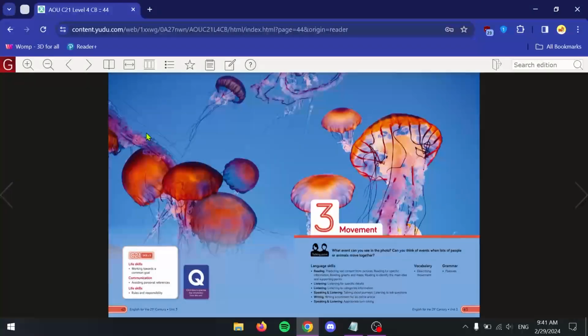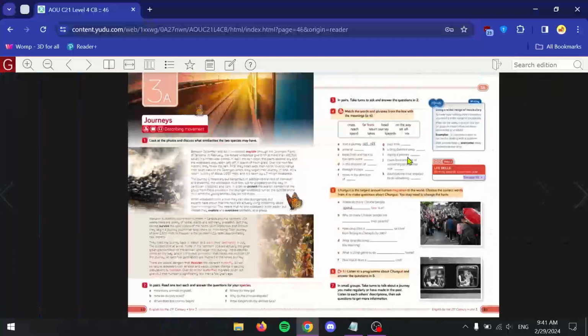In this video we're going to be going over the first part of Unit 3. We're going to be talking about movement and different types of movement. So let's take a look.